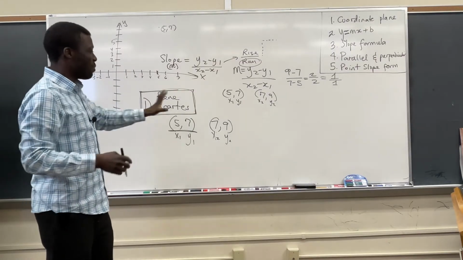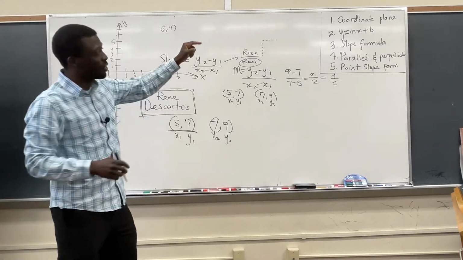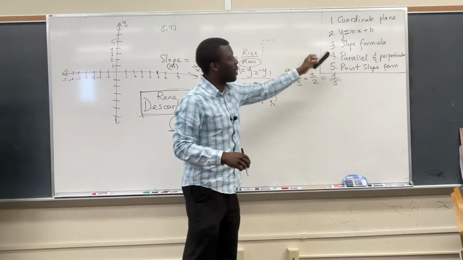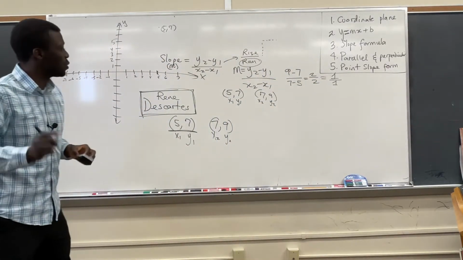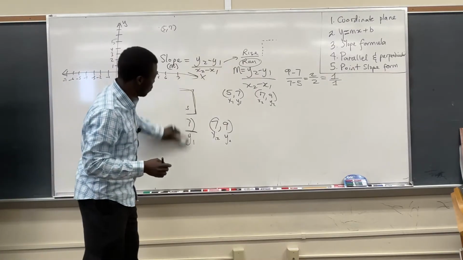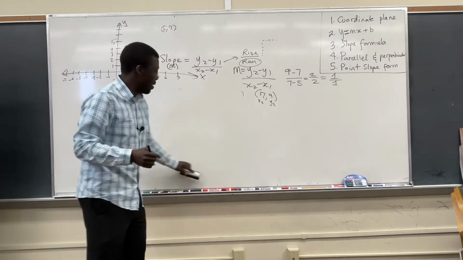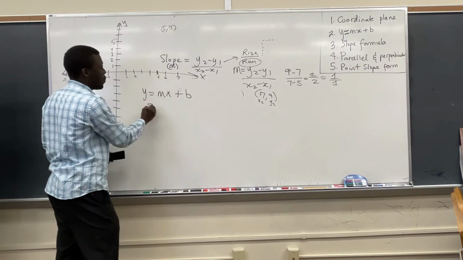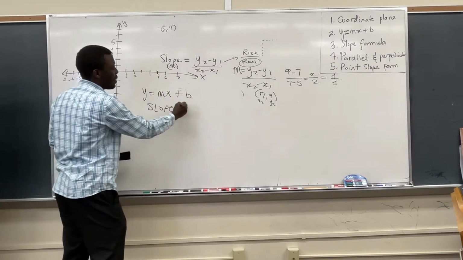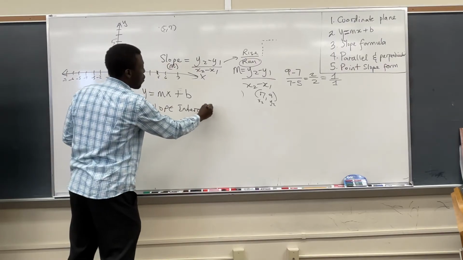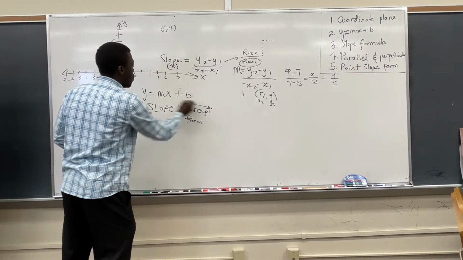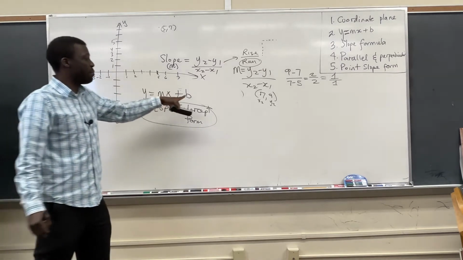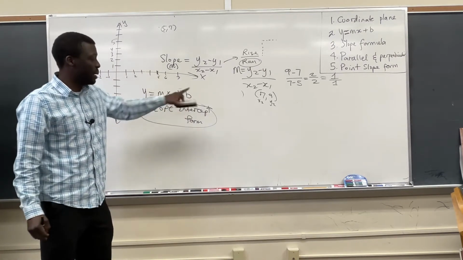We could do a lot more practice problems, but I'm going to stop and transition to number 2 on our outline, which is y is equal to mx plus b. This is called the slope-intercept form of a graph. What that means is that m represents the slope of a graph and b represents the y-intercept of the graph.